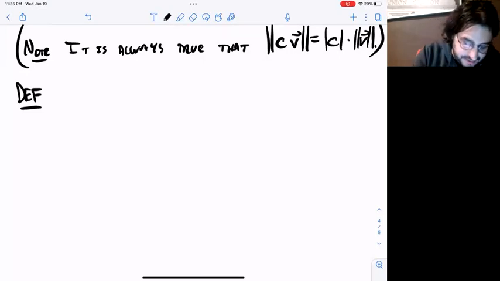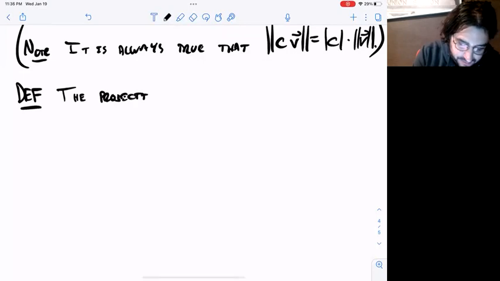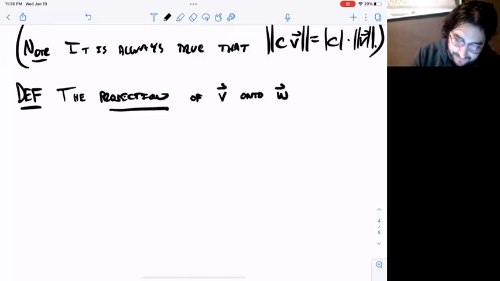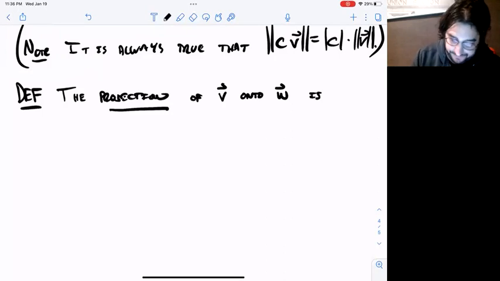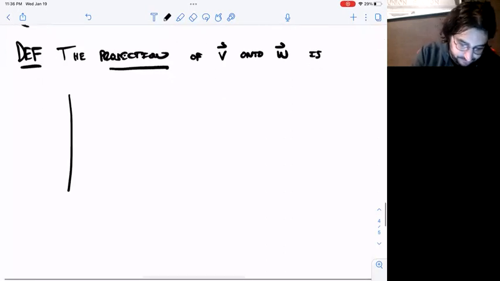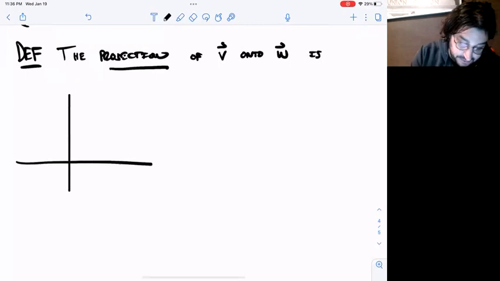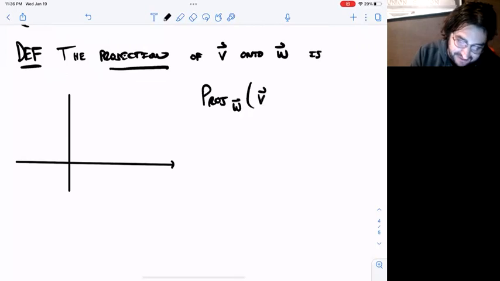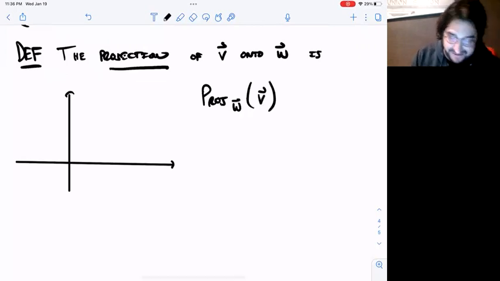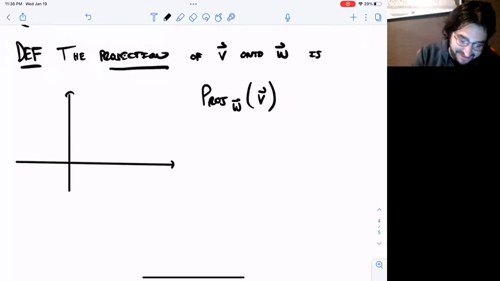So let's define the projection of a vector v onto W. Here's a place where you really need a diagram. I mean, you can define it without a diagram, which is kind of brutal. So here's what you do. You have vector W.